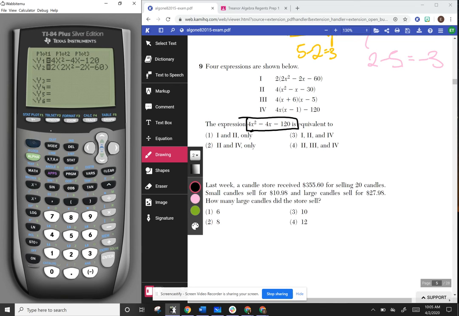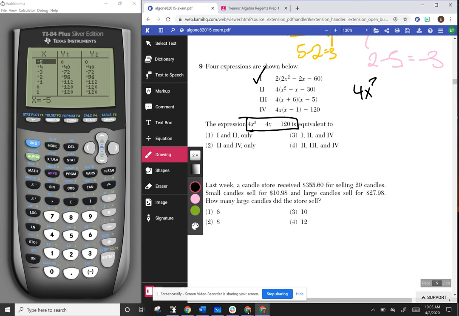And now go to your table. And as we can see, each option, so we got like 0, 0, negative 40, negative 40, negative 72, negative 72. The y1 and y2 columns are equivalent, so 1 is an option. And by looking at it, we can see that.